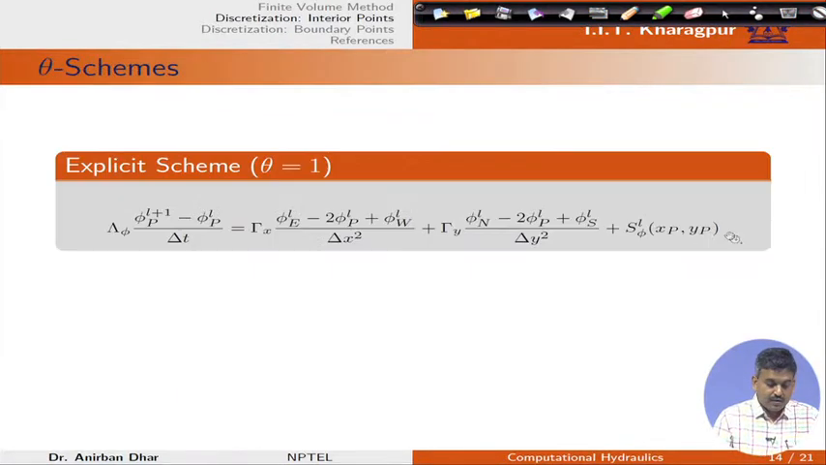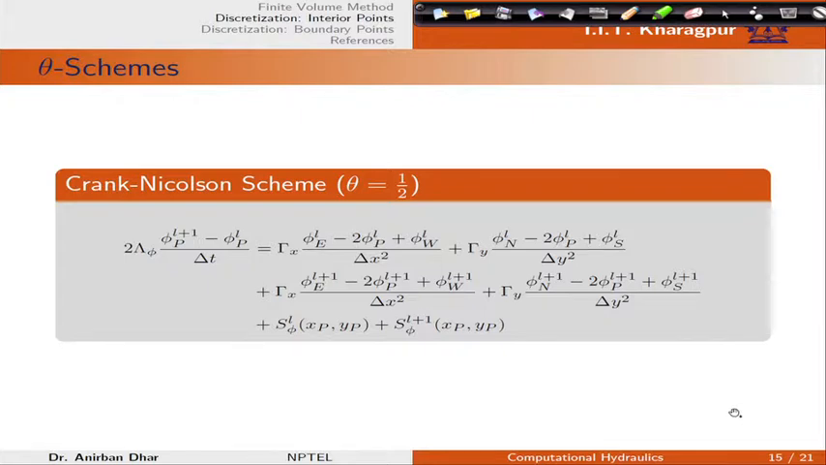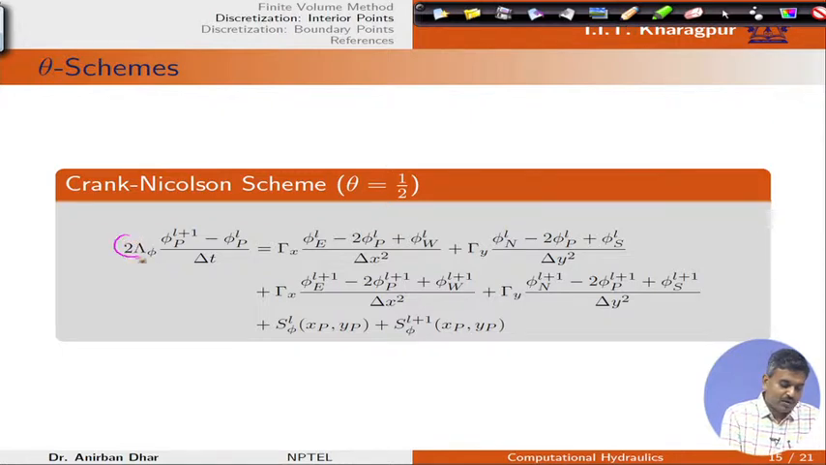Now, if we consider the explicit scheme, then we take theta equals 1, and then the L plus 1 level is 0. If theta equals 0, then we have the implicit scheme, with only L plus 1 level values for the spatial derivative. And if we consider theta equals half, we have a combination of L and L plus 1 level values, and I have transferred this half to the right hand side, so this 2 is multiplied here.